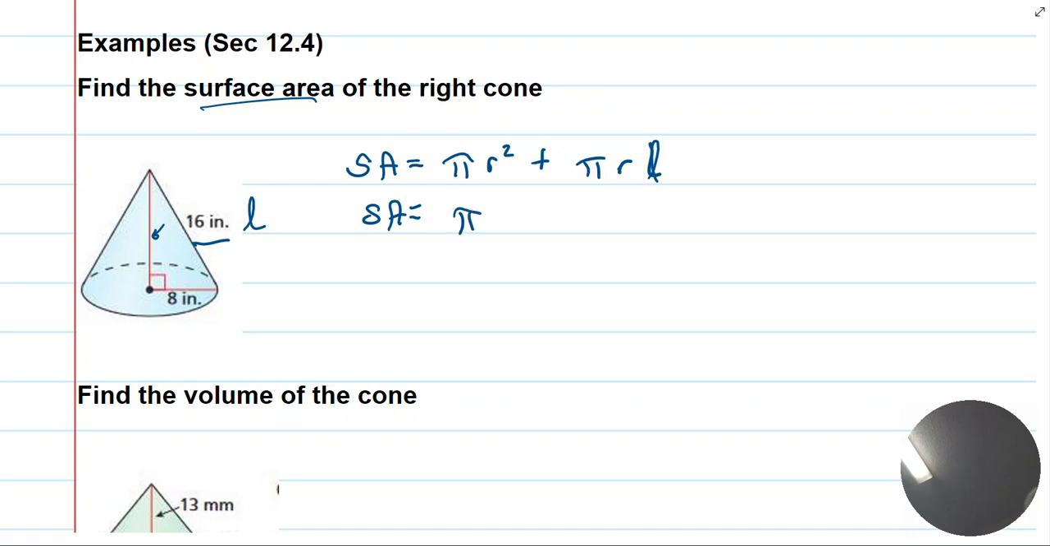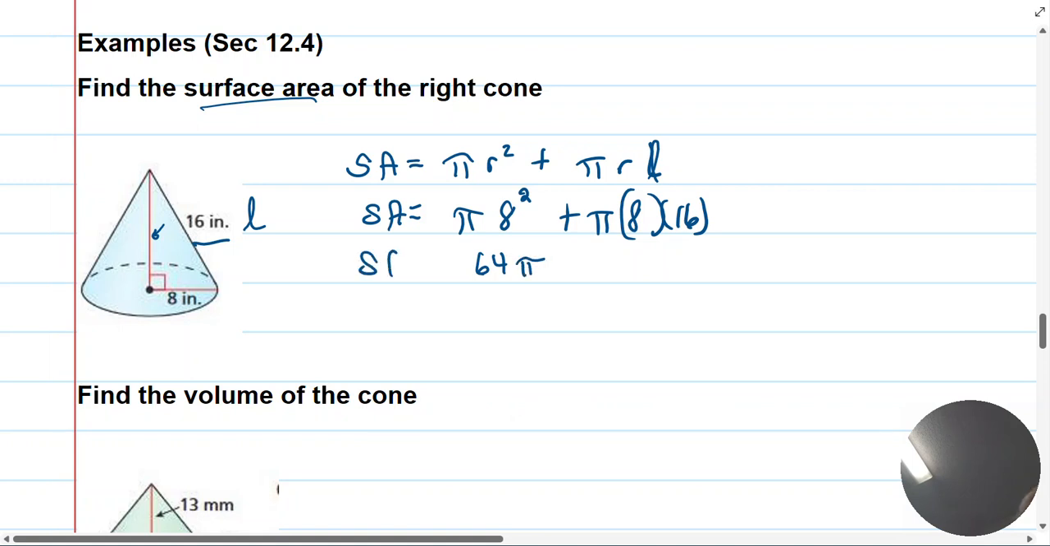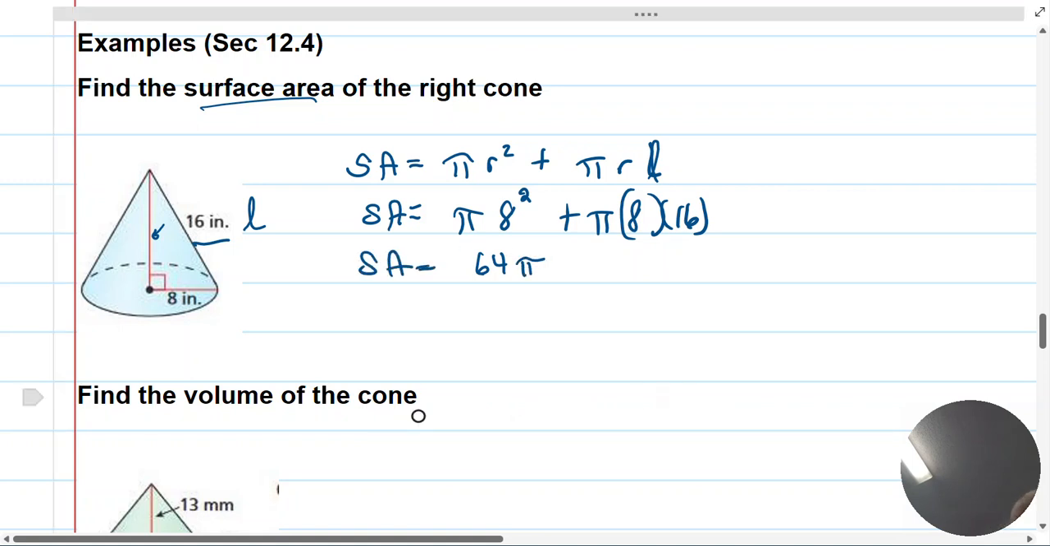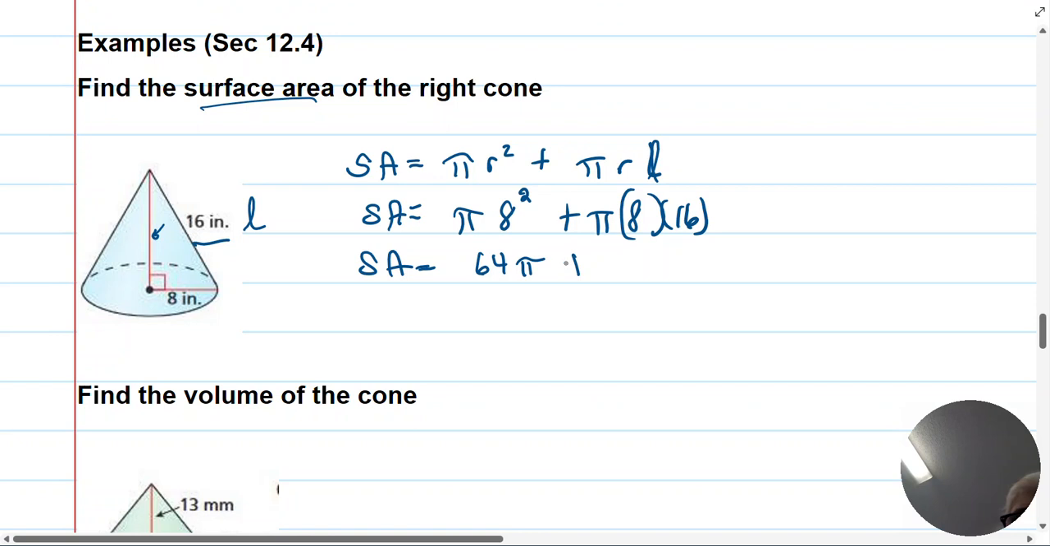So this is 64 pi. And this is, I don't know, 8 times the 16. 128. So when I add them up, I get 192.